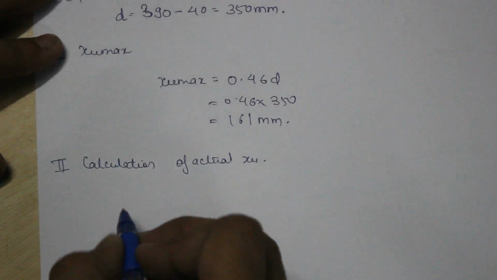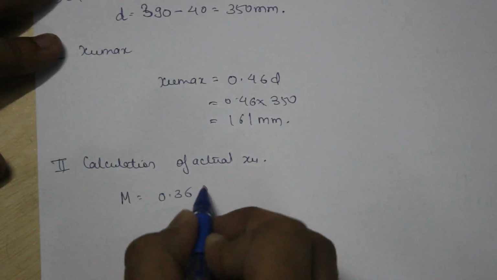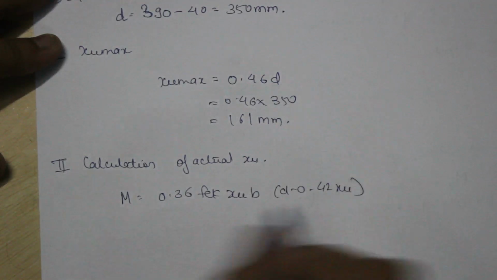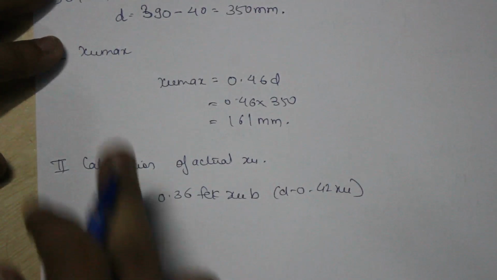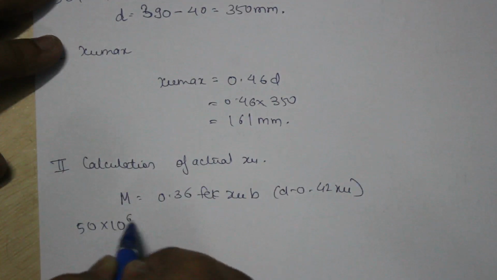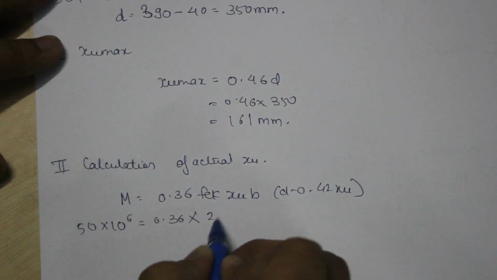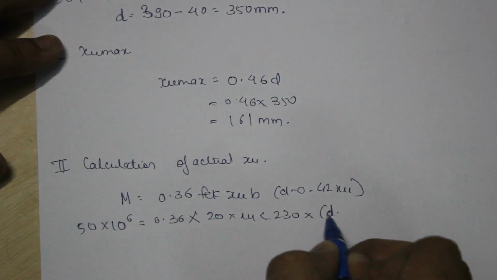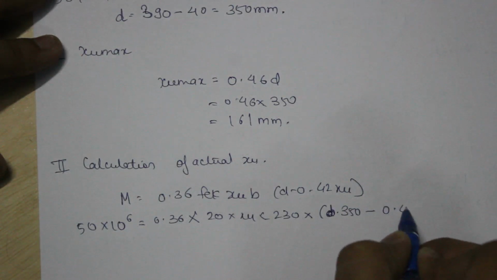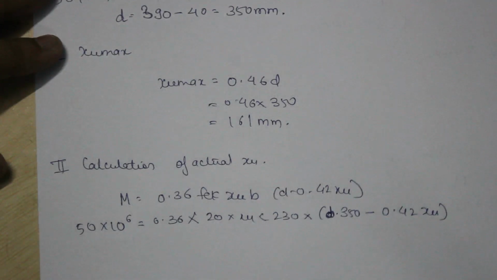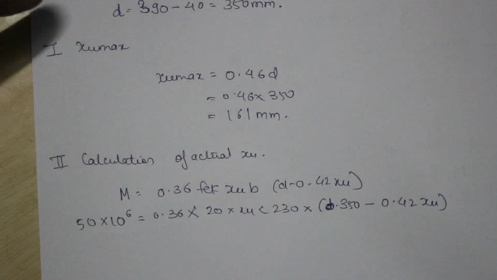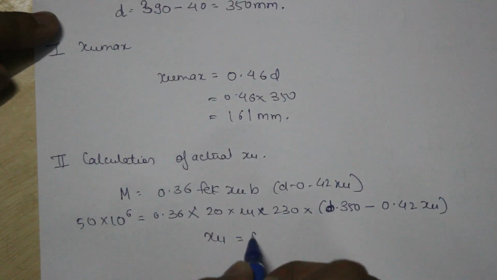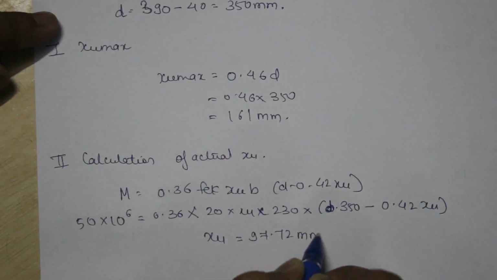As I said earlier, you have to play with these equations. We will use the equation of moment of resistance. M equals 0.36 FCK XU B into D minus 0.42 XU. The value of M given to us is 50 kilonewton meter, equals 0.36 multiplied by 20 multiplied by XU multiplied by 230 multiplied by D, which is 350, minus 0.42 XU. So everything is in place except XU in this equation. If we solve for XU, the XU value would be 97.72 mm.